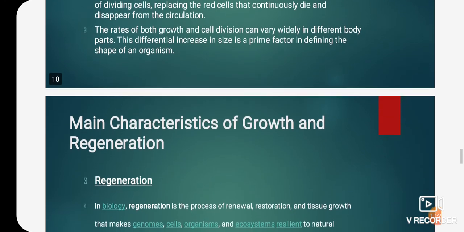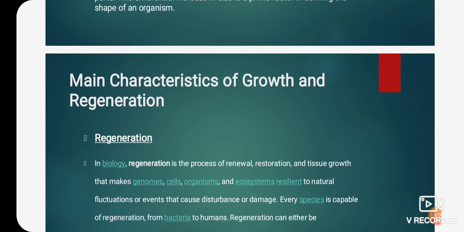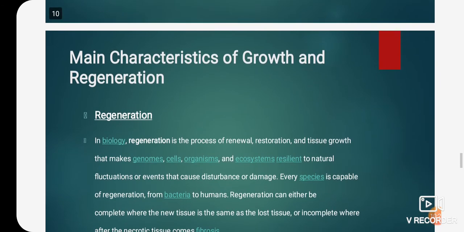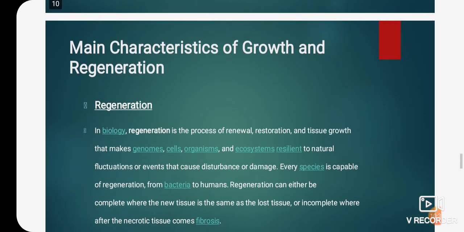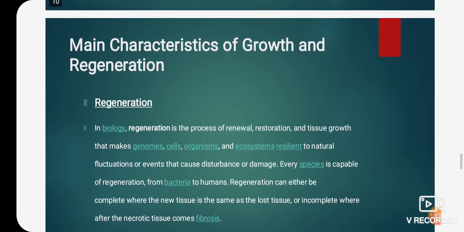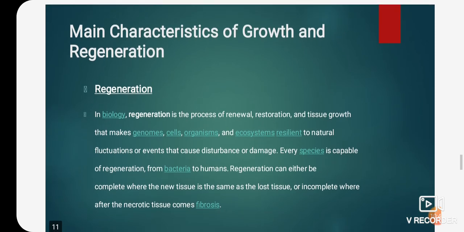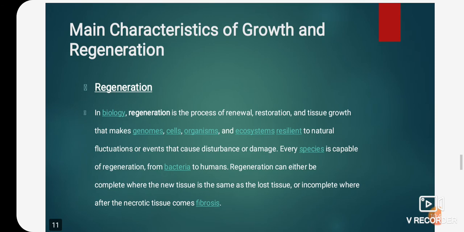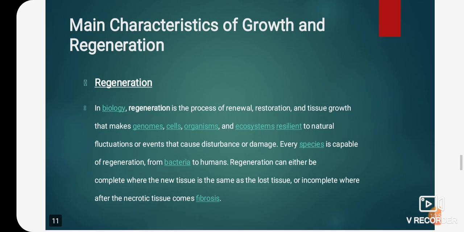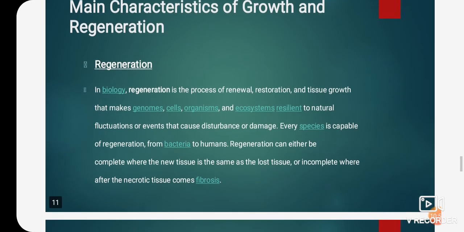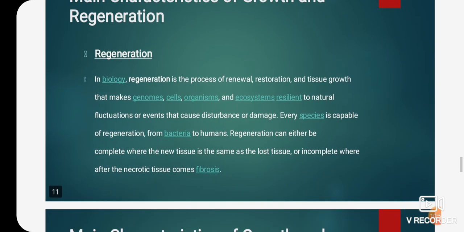So, students, now we are going to study the process of regeneration and how it occurs in the body of an organism. In biology, regeneration is the process of renewal, restoration, and tissue growth that makes genomes, cells, organisms, and ecosystems resilient to natural fluctuations or events that cause disturbance or damage. Every species is capable of regeneration, from bacteria to humans.